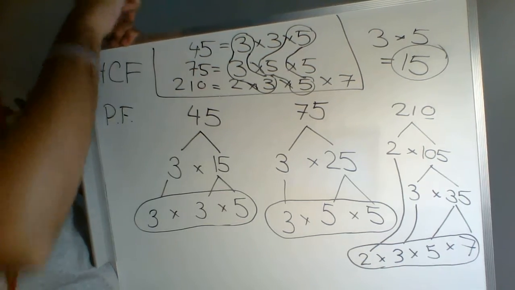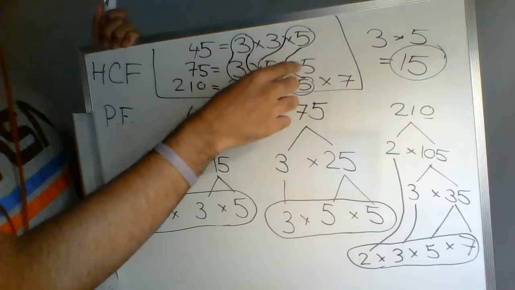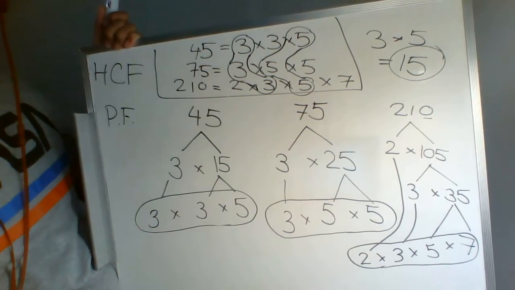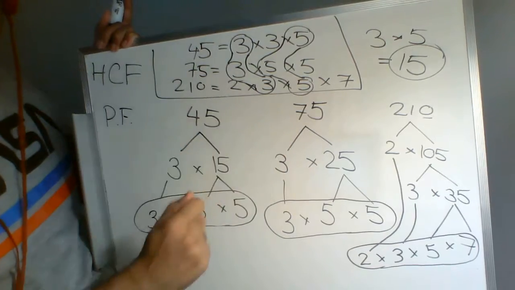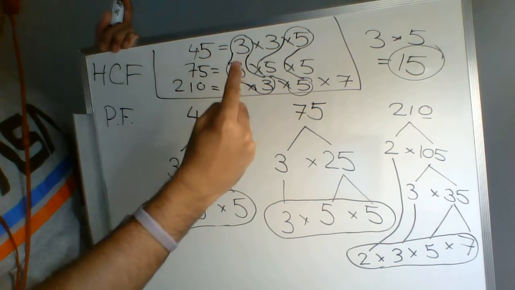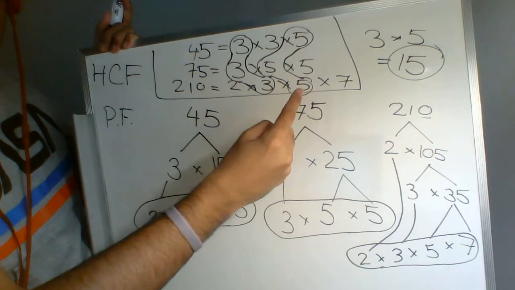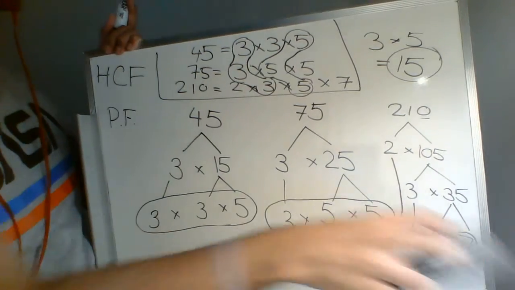So basically you just take whatever you have in common and you put a bubble around them, and then you put a bubble around anything else that you have in common, and whatever number is being represented in each of those bubbles, you multiply those together. So we had 3's being represented by this bubble here, 5's in that bubble over there, so we multiply those together and we get 15.